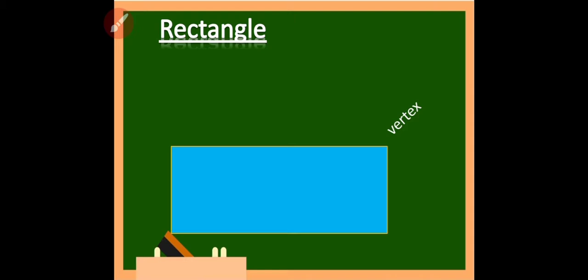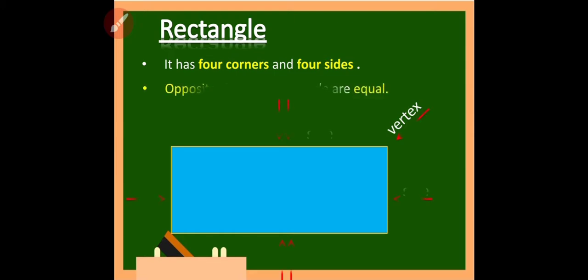Now let us know what is rectangle. As you can see in the picture, a rectangle is a four-sided figure. Okay, it has four corners and four sides. Then opposite sides of a rectangle are equal. Okay, the opposite sides of a rectangle are equal. It has four sides and four corners.